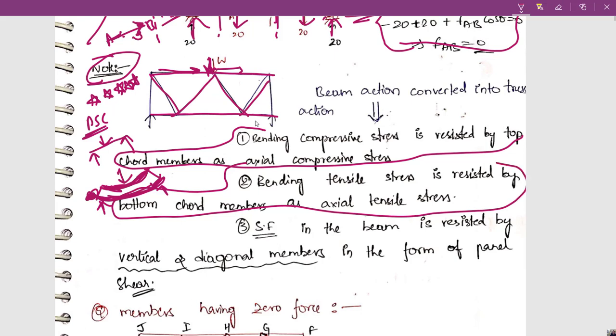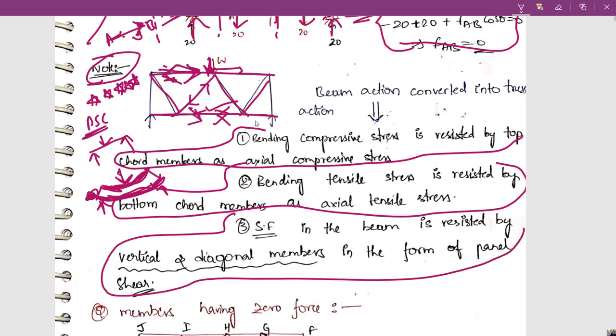Whatever bending tensile stress there was because of the bending action in the beam, here we don't have bending action in truss. So how is it converting? This bending action is converting into axial tensile stress in the bottom and axial compressive stress in the top members. And inclined members, they are taking shear force. The shear force in the beam is resisted by vertical and diagonal members in the form of panel shear. That's why if the shear force in the panel is 0, then the force carried by the inclined member is 0.